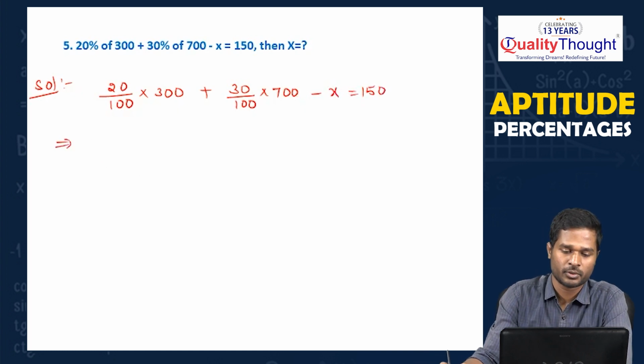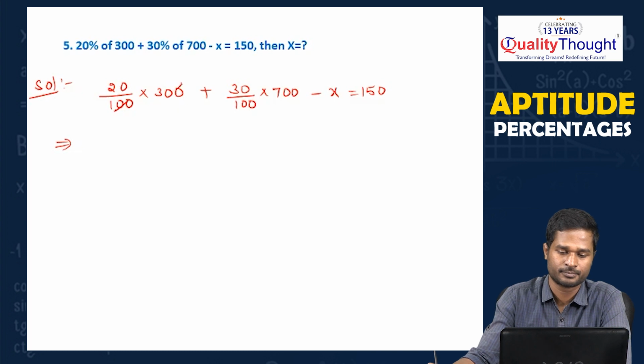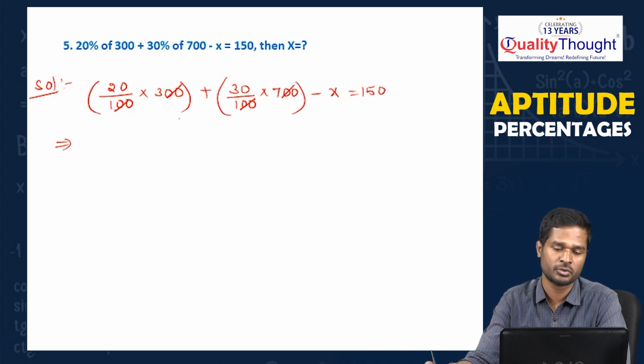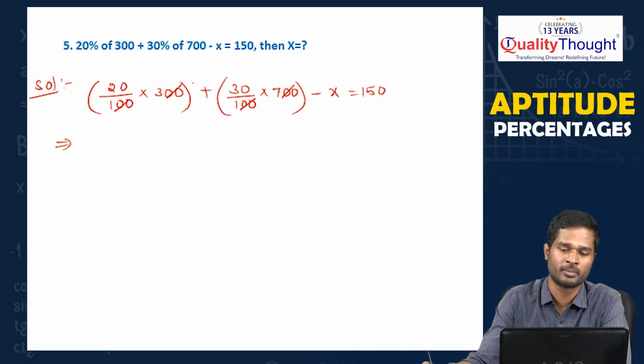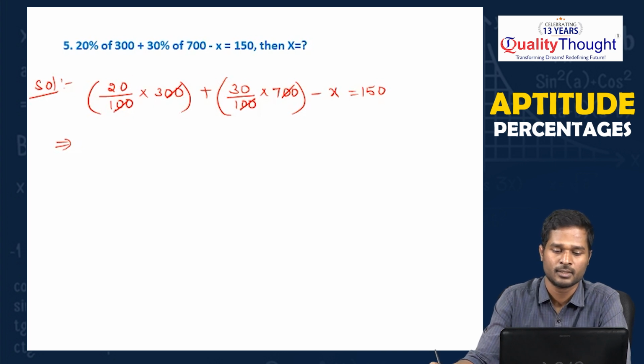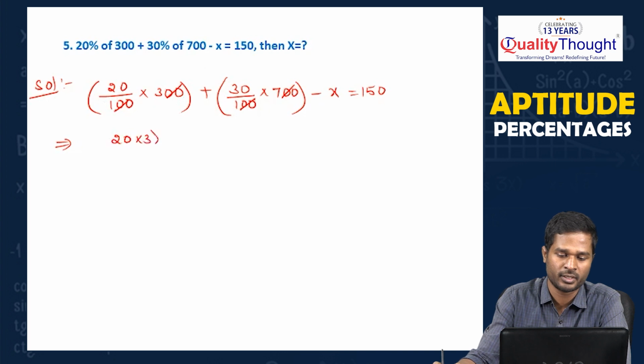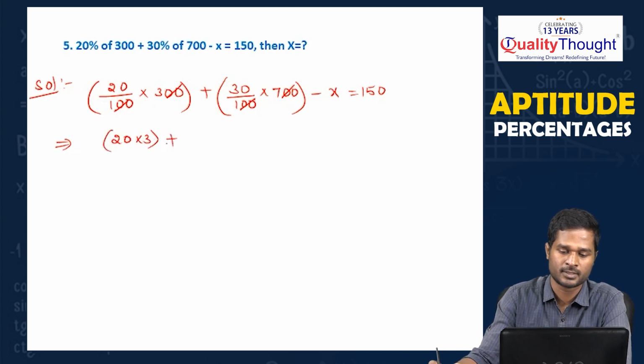So, now try to cancel the things. Here zeros cancel, two zeros, here two zeros cancel. If you are confused, you can keep a bracket for the things. See, as per the BODMAS rule, first you need to go for the division, then you go for the multiplication. So, zeros will cancel. Now, I will write once again what is left. So, 20 into 3 plus 30 into 7. Let us take this x to that side. So, it will become x plus 150.